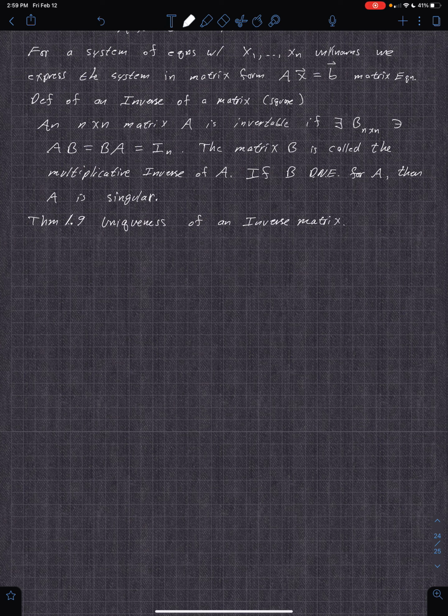So, uniqueness of an inverse matrix. This is a typical way we're going to show how to prove uniqueness. It's not just about inverses, but in general, how do you prove uniqueness? So there's only one. Uniqueness means there's only one.